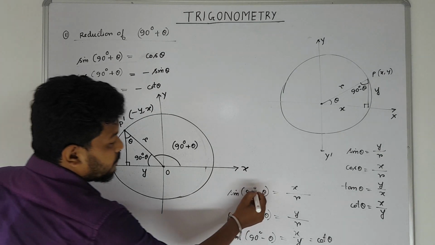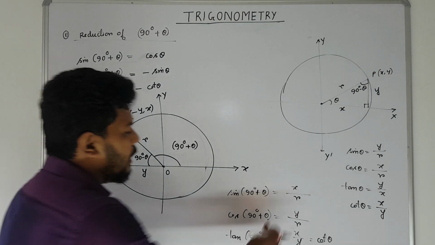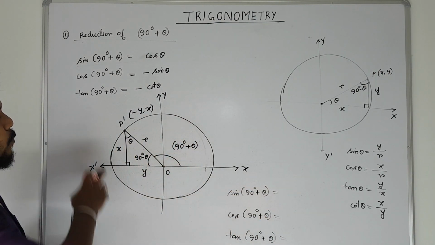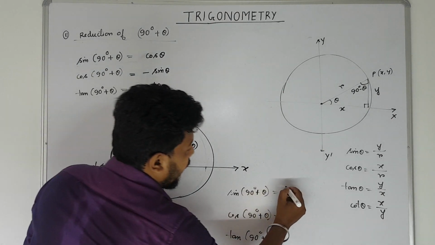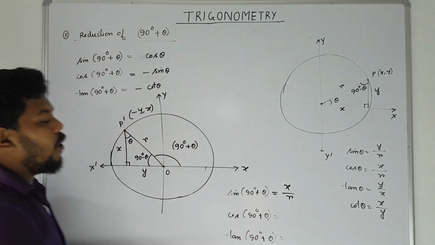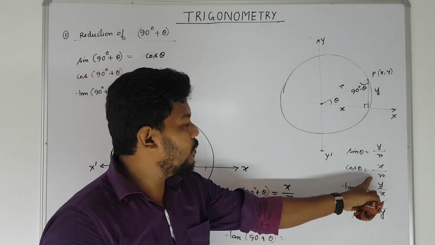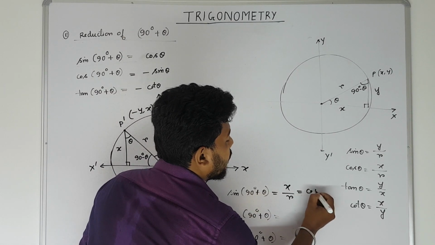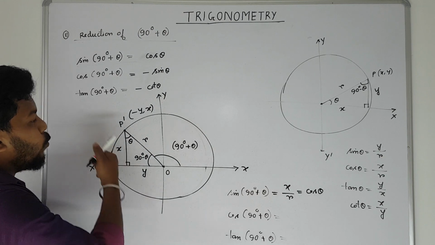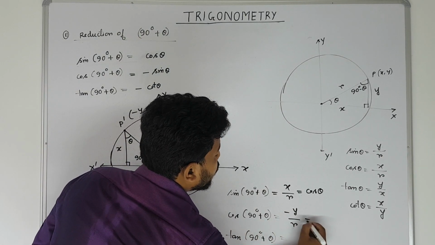Now if I use the real definition of trigonometric ratios, I can find sine 90 degree plus theta for the point P dash will be equal to x by r, the ratio of the y coordinate of the point P dash by the radius. X by r is equal to cos theta from this figure, and for cos 90 plus theta the x coordinate is minus y by r. What is y by r?